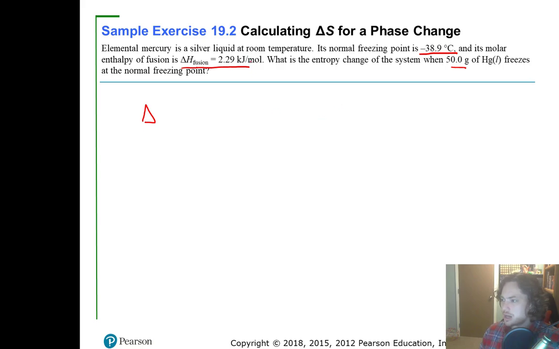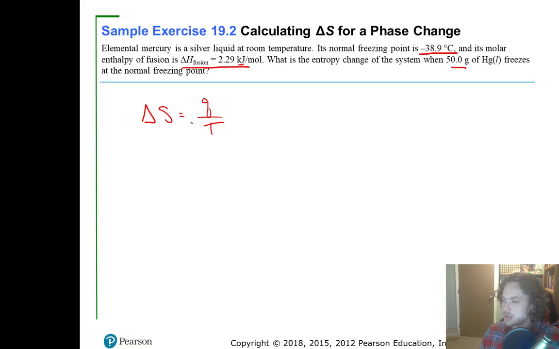Well, I know that I have my delta H of fusion, which here I can get my heat from, my Q value from this. I just have to get rid of the moles. And then I've also got a temperature. Because I don't have a second temperature, and it says I'm at the normal freezing point, that means my temperature is constant. So the formula I'm going to use here is that delta S equals Q over T.